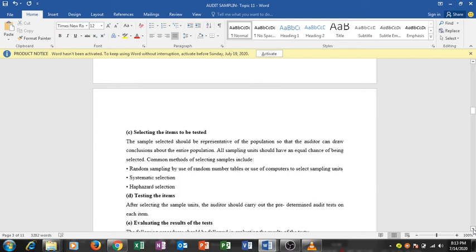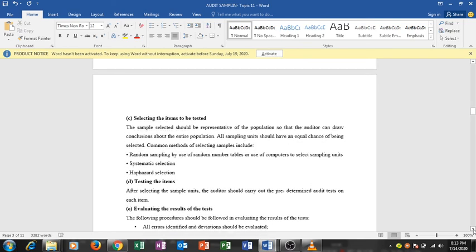Then we have the systematic, whereby we arrange the items and then decide on, say, every third item. We count 1, 2, 3, you pick; 1, 2, 3, you pick. That is systematic. And then haphazard, whereby you select without any order.